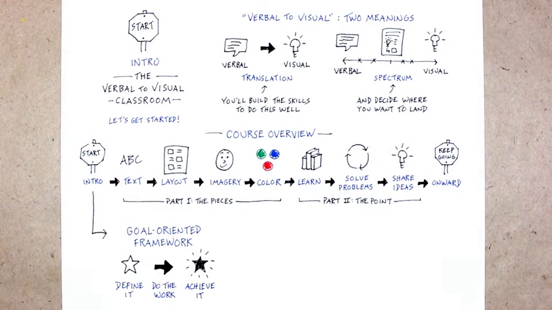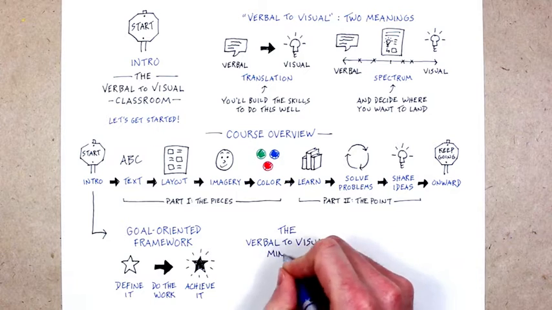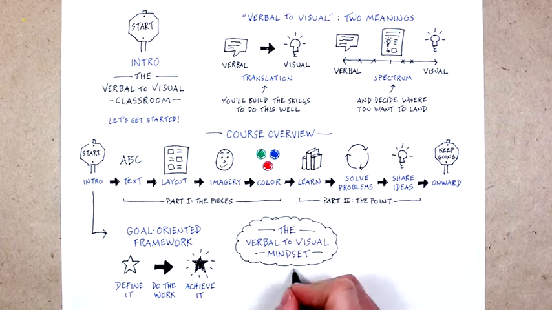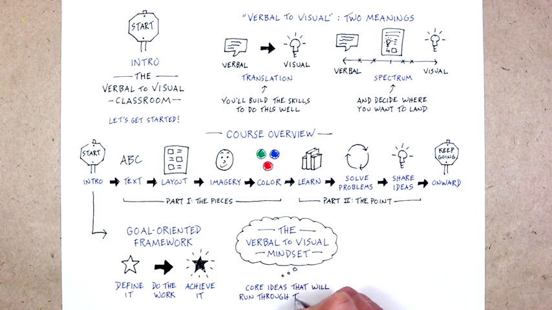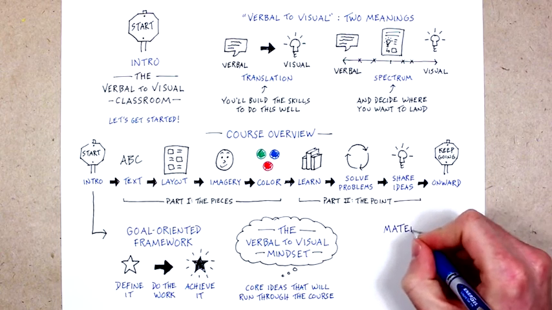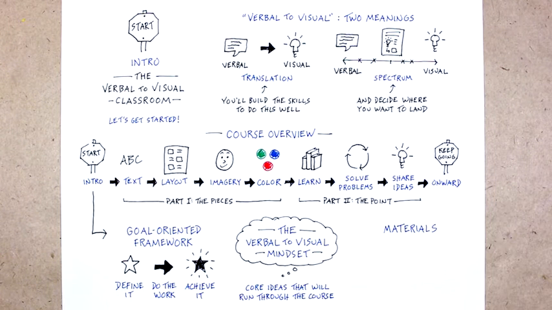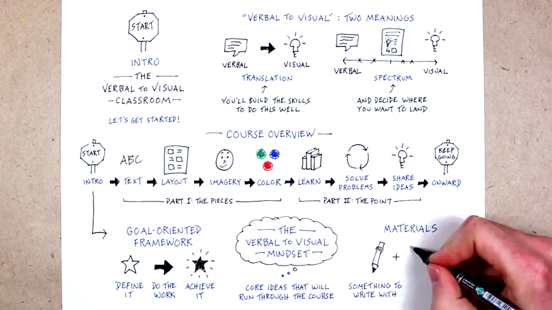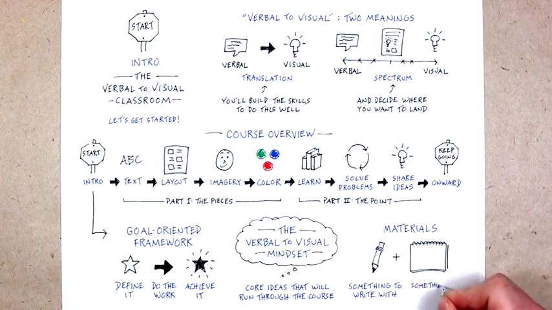Having defined your own goal, we'll then look at the core ideas of the verbal to visual mindset. This is where I'll share my philosophy regarding the development of visual note-taking skills. And those core ideas will keep showing up in each of the modules that follow. To finish off this introductory module, we'll talk about the materials needed to get started. Really, all you need is something to write with and something to write on, but I will be sharing some tips about where to start.